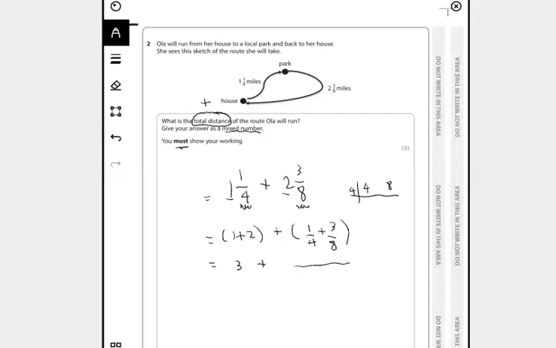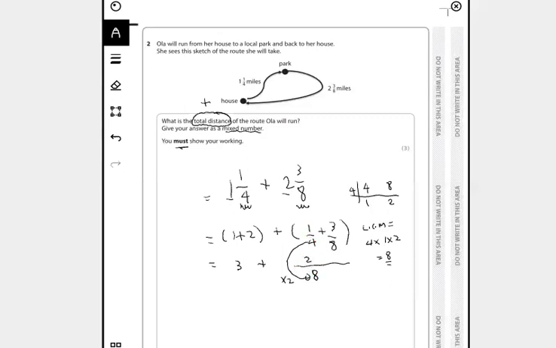So we're going to do 4 times 1 is 4, 4 times 2, 8. So the LCM is equal to 4 times 1 times 2, which is equal to 8. So the common denominator is 8. So then we need to find the equivalent fraction. 4 times 2 is 8. Whatever you do at the bottom, you must do the same thing on top.